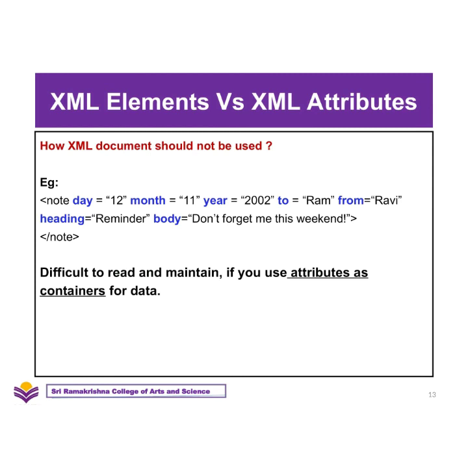This slide shows an example of how XML document should not be used. In the example, attributes used are day, month, year, to, from, heading and body. As attributes are used as a container for the data, it is difficult to read and maintain.